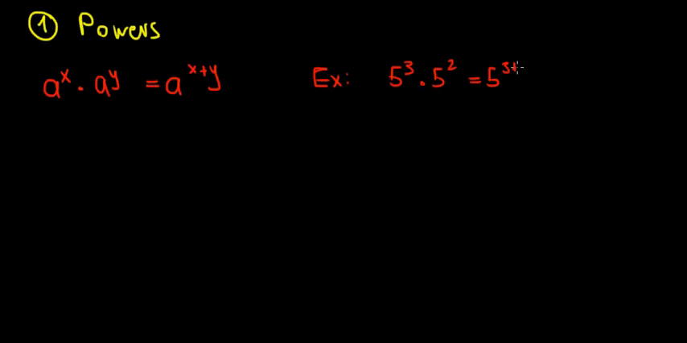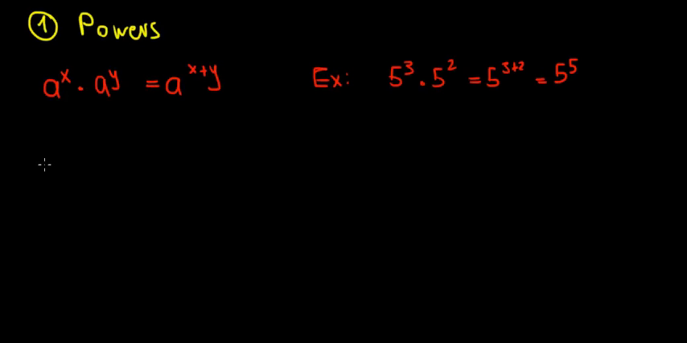If we have same base with different powers, we keep the base and we add the powers. For instance, let's say we would have 5 to the power of 3 times 5 to the power of 2. That would be equal to 5 to the power of 3 plus 2, and that's 5 to the power of 5.